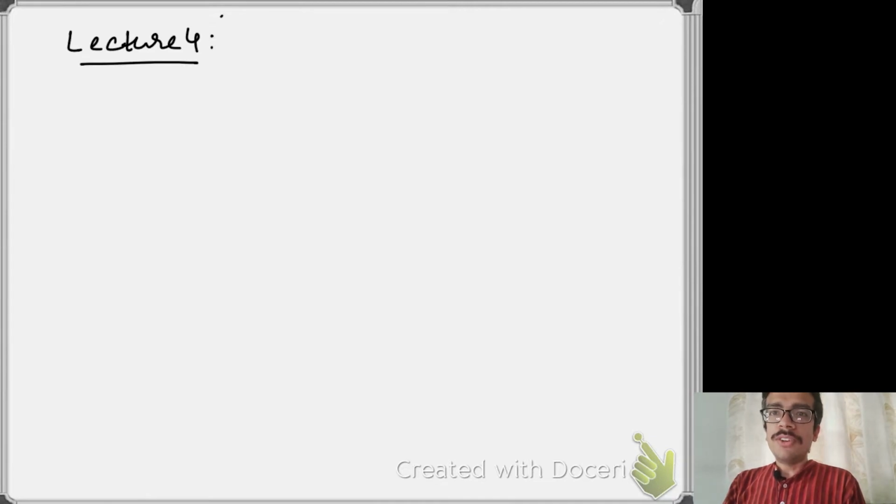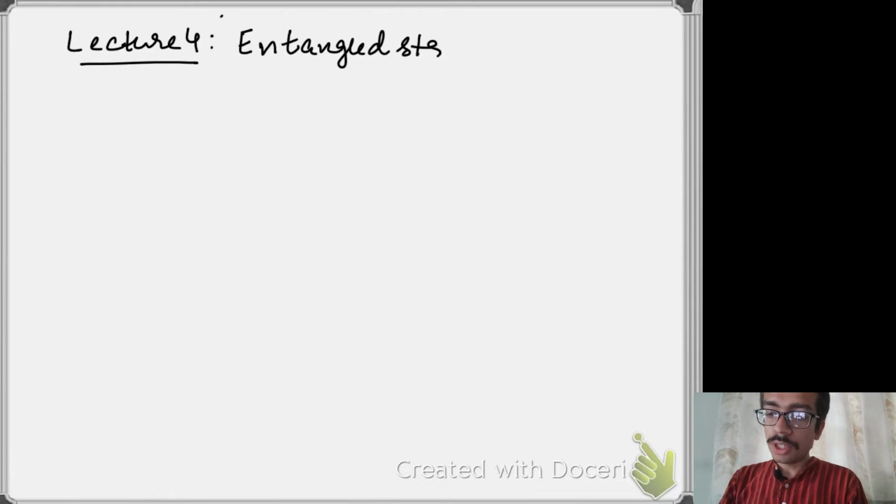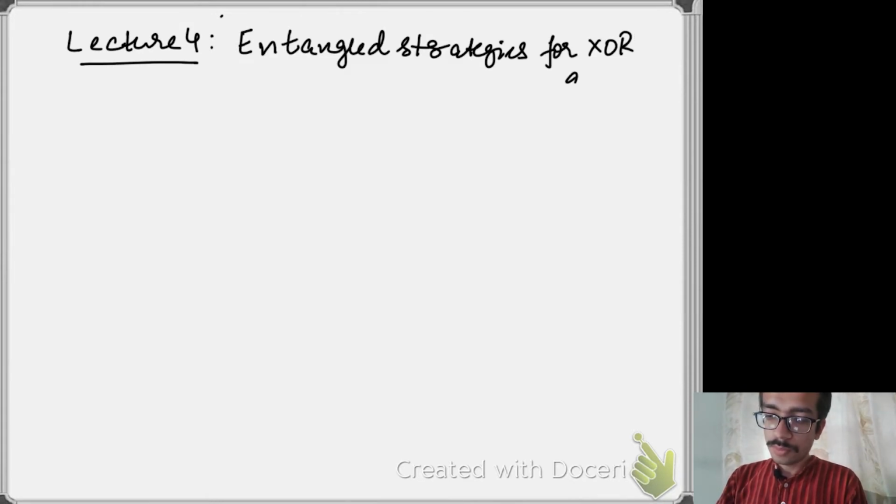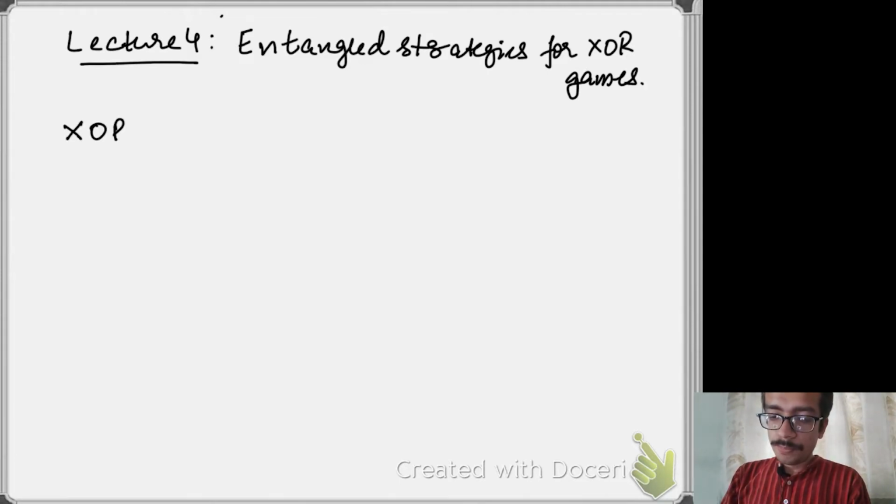Today we look at a generalization of the CHSH game, which is called the XOR game, and we'll also look at the quantum or entangled strategies for XOR games. I'll just shortly define what these are. So an XOR game is a generalization of the CHSH game.